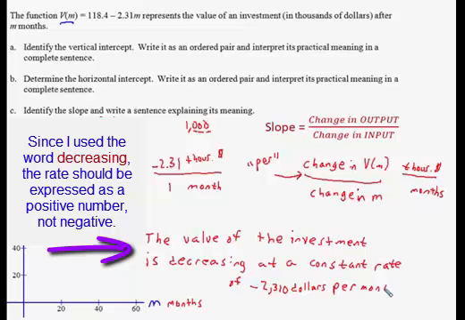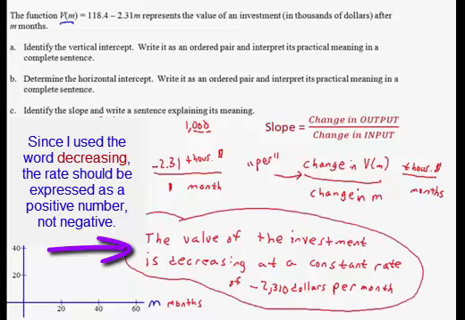By the way, we call that a unit rate whenever we have a 1 in the denominator of the slope. This is what's happening every 1 unit in time, 1 month. So the value of the investment is decreasing at a constant rate of $2,310 per month. It just means you're starting here at about 118, and every time you step to the right 1 month, so that's changing input over here, the output will go down 2.31, and remember that's in thousands of dollars.